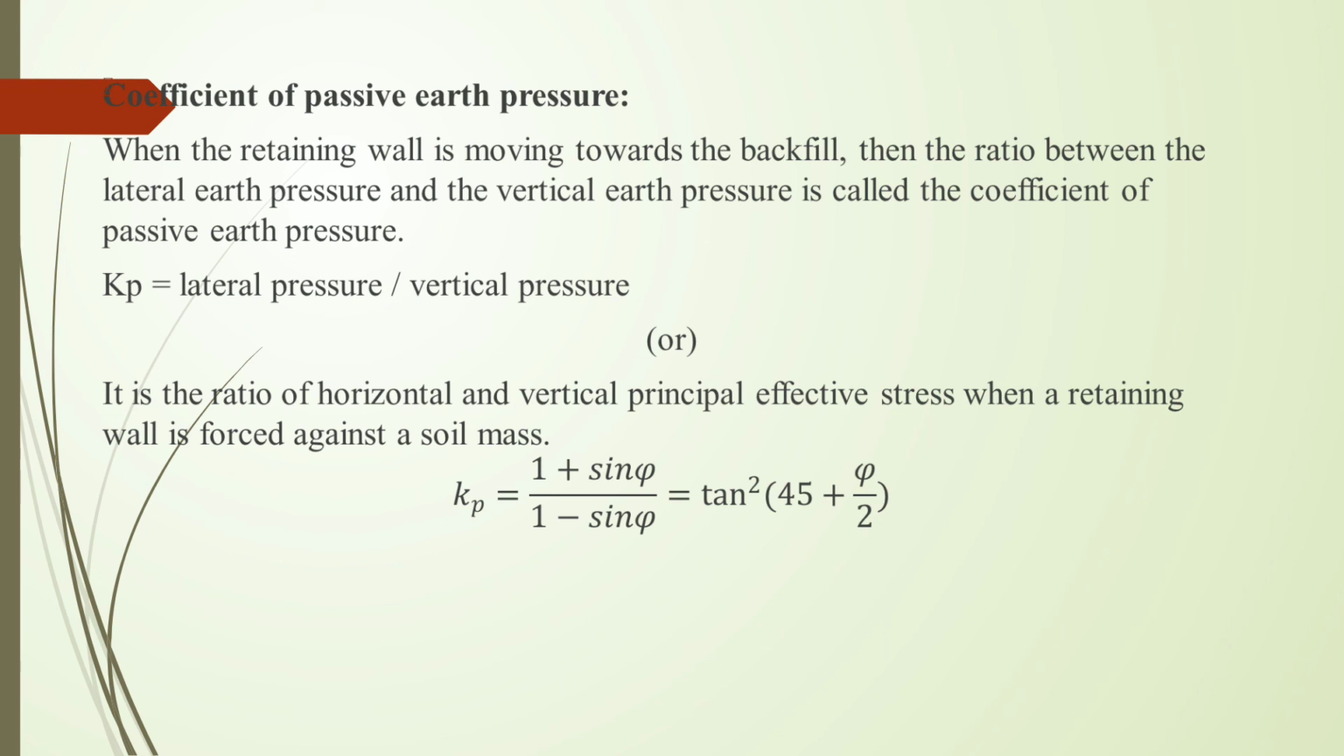Next, coefficient of passive earth pressure. It is when the retaining wall is moving towards the backfill. Then the ratio between lateral pressure and vertical earth pressure is called the coefficient of passive earth pressure. We can also write it as the ratio of horizontal and vertical principal stress when a retaining wall is pushed against a soil mass, and it is denoted by the symbol Kp. So the formula may be written as Kp equal to 1 plus sin phi divided by 1 minus sin phi, which is equal to tan square of 45 plus phi by 2.